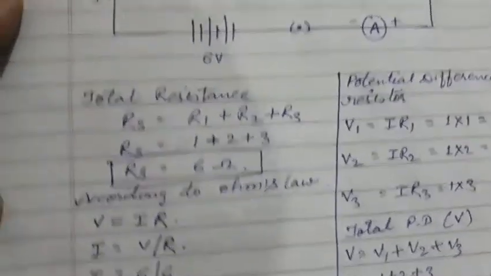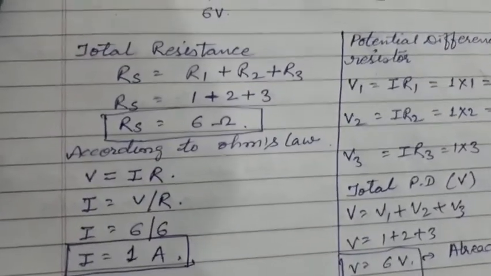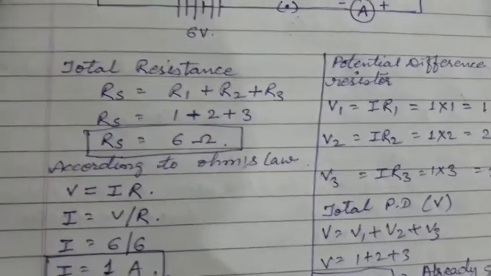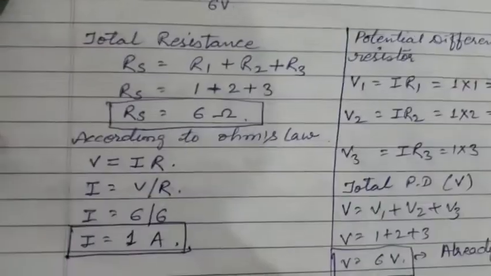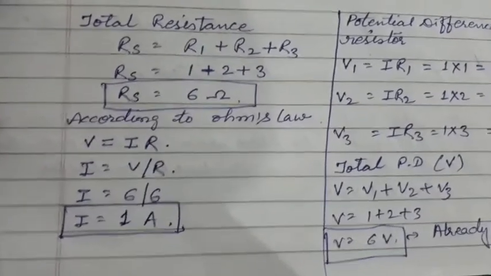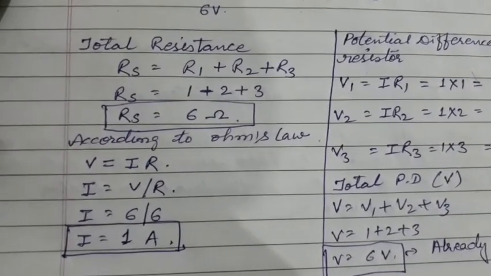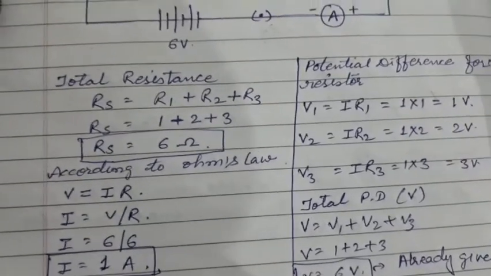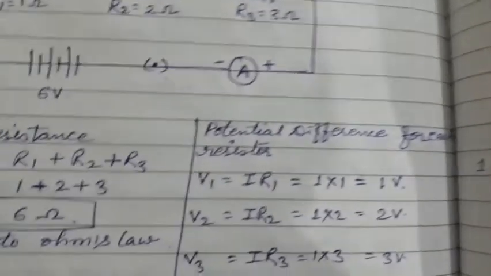So according to Ohm's law, V is equal to IR. Now we have to find the current, so I is equal to V upon R. We have V equal to 6 and R is 6. So I is 1, meaning a total current of 1 ampere will pass through the circuit.